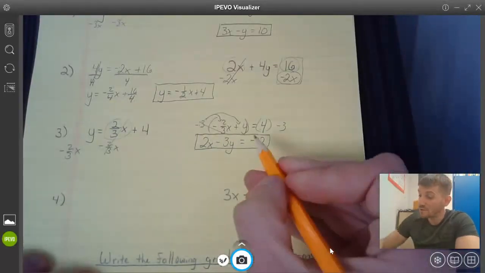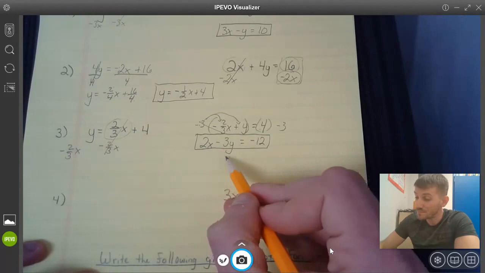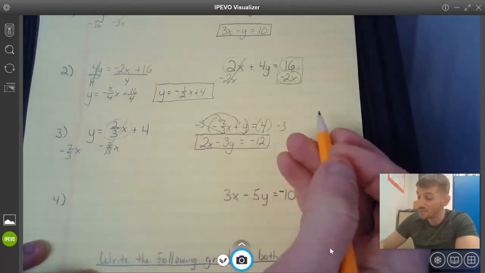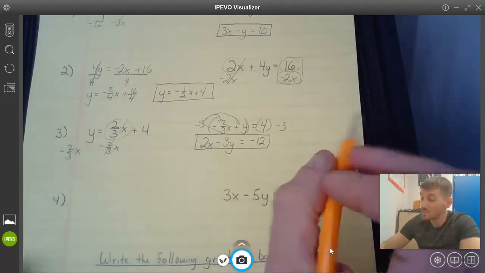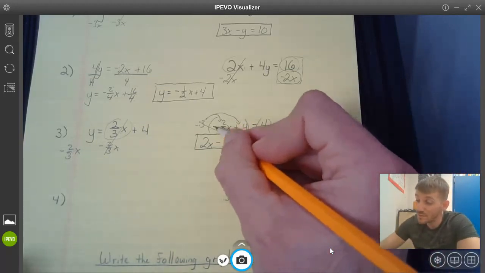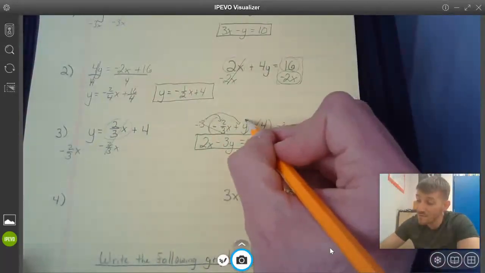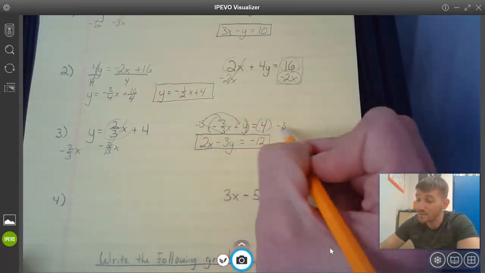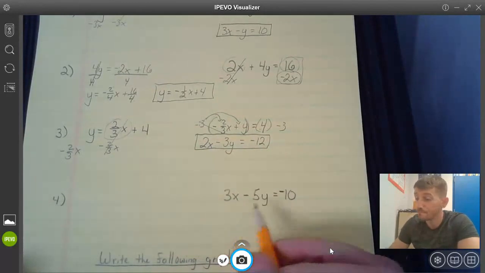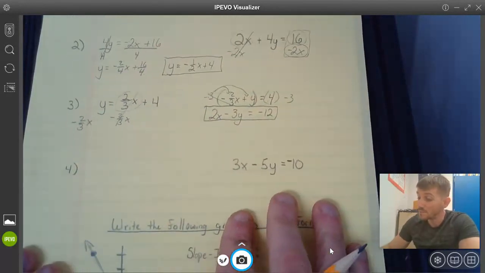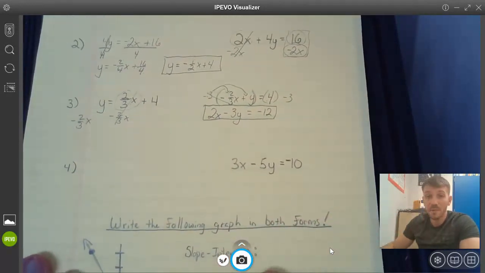And if you don't believe me, you can always go backwards. You could try to go back to the original, and it would also work out. I'm not going to do that for you, to confuse you anymore. But again, if you saw a denominator of negative 3, you must multiply everything by negative 3, and it would fix your problem, and you won't have a weird fraction in the front. Okay, let's move on to number 4.